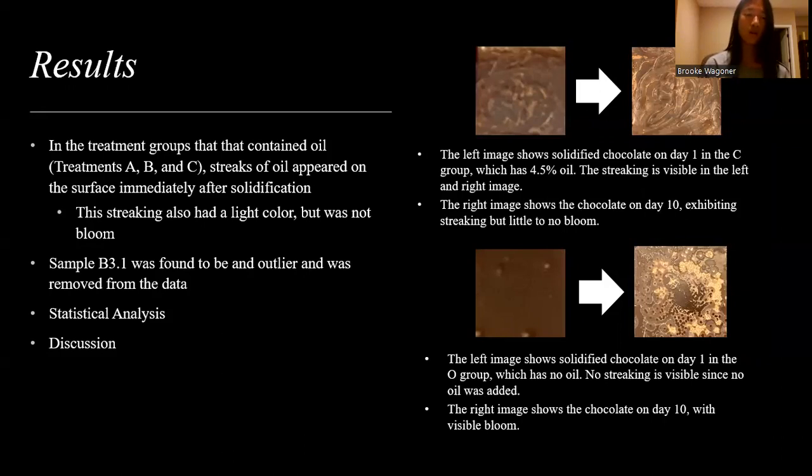So to work around this, I took a picture from day one and analyzed them in the same way. I found the sum of the three lightest colors and then subtracted that from the day 10 sum. So, for example, if day 10 had 20% bloom and day 1 had 10%, then I would subtract that and that would end as 10%. That would mean that 10% of the surface was covered by bloom in the end. Also, sample B 3.1 was found to be an outlier, so it was removed from the data set.